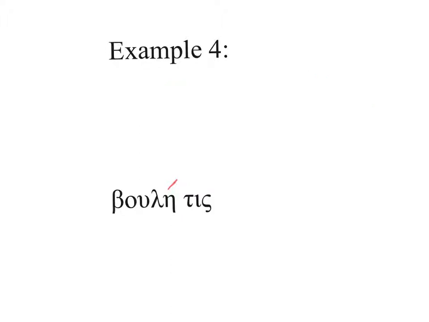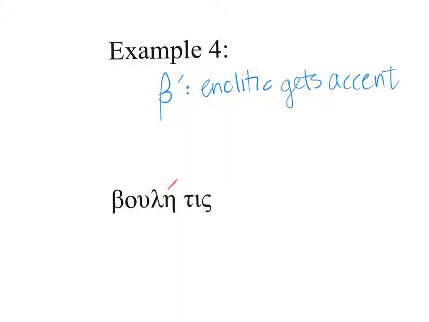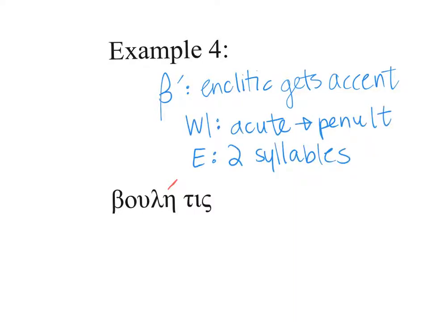But what about rule beta? To review, rule beta is that an enclitic gets an accent when word 1 has an acute on the penult and the enclitic has 2 syllables. So our word 1 has an acute, but it's on the ultima, and our enclitic is only 1 syllable. So this rule is useless to us. Let's move on.